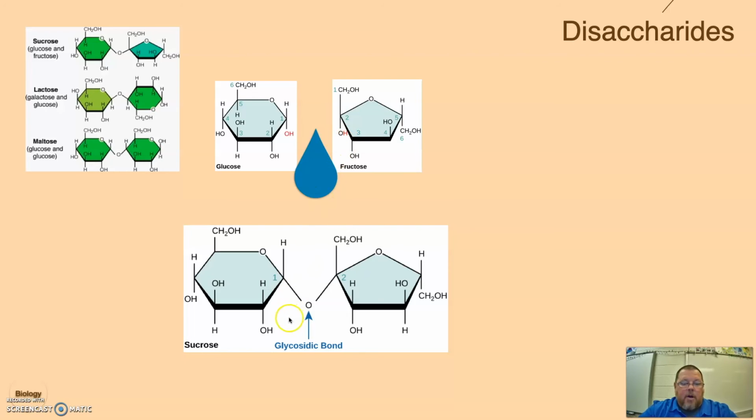Now, remember we called this an oxygen bridge. But when we bond a sugar to something, it has a special name, and that's going to be called a glycosidic bond. Remember, glyco or glucose is a sugar.